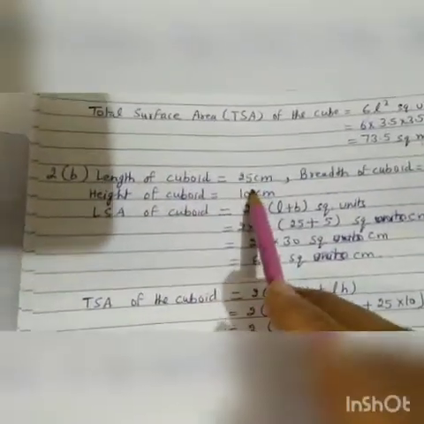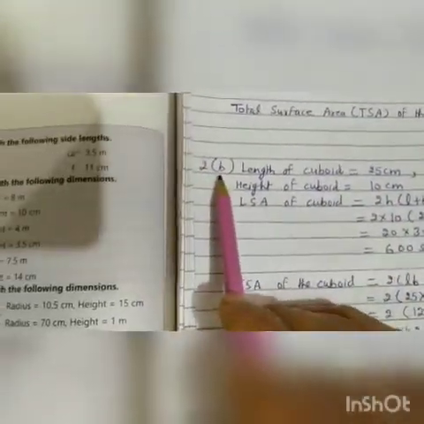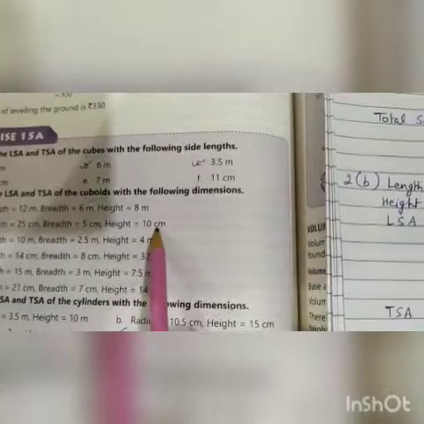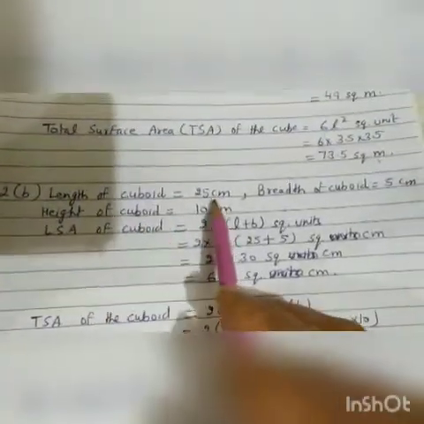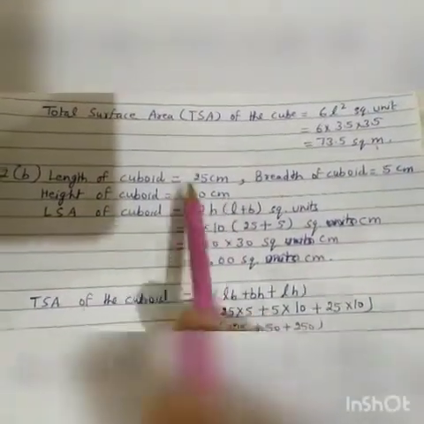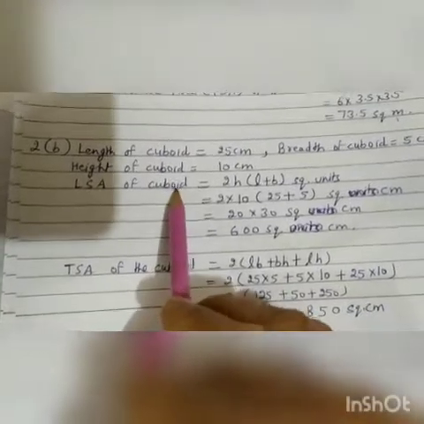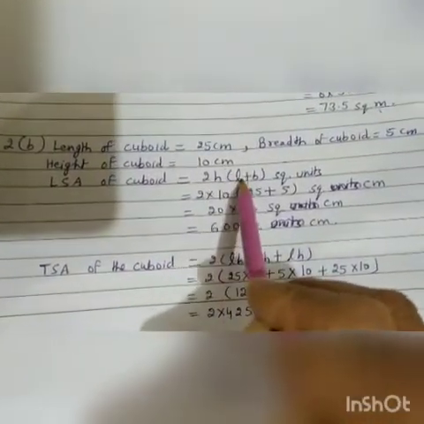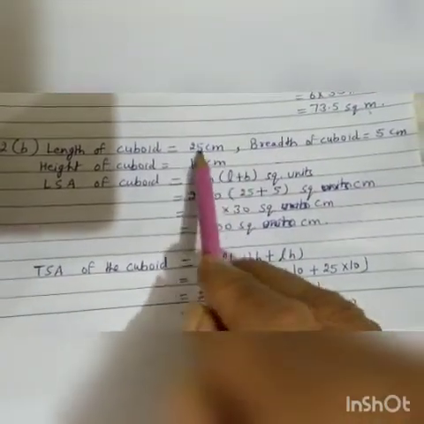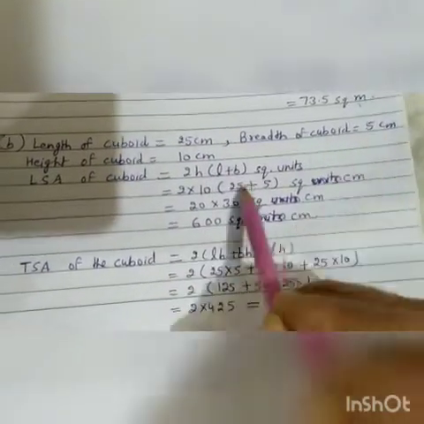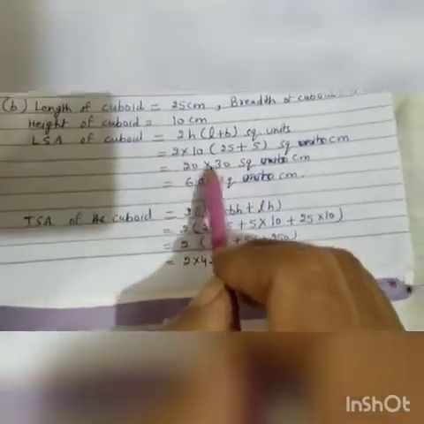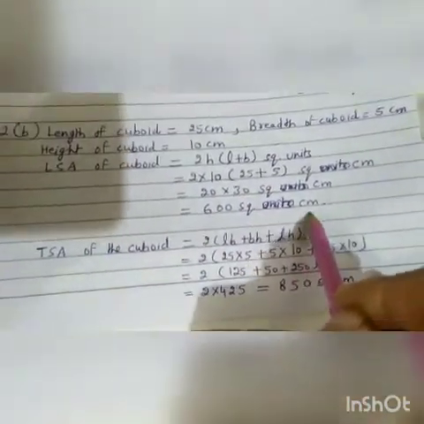Here length of the cuboid is given 25 centimeter. I am explaining the C part. Length is 25 centimeter, breadth is 5 centimeter, height is 10 centimeter. Lateral surface area of cuboid formula is 2h into (L plus B). So 2 into h is 10, then bracket L plus B. L plus B is 25 plus 5. Then 2 10s are 20, 25 plus 5 is 30. When we multiply 20 by 30, we get 600 square centimeter.